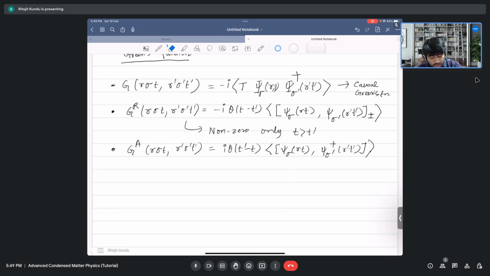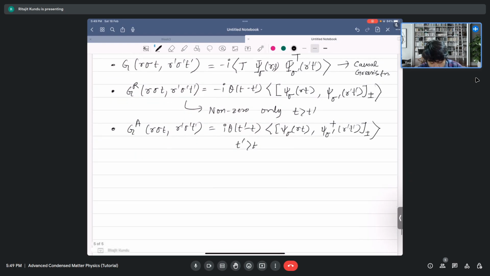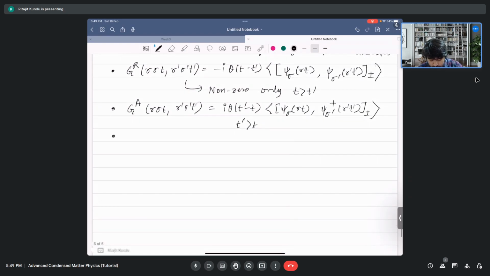And obviously commutator or anti-commutator depending on fermion or boson. So here also you can see that this actually vanishes on the other limit. If t prime is greater than t, then only you get a non-zero advanced Green's function. Okay, so there are also other sets of Green's functions which are important. Just let me mention this. These are called greater Green's functions.